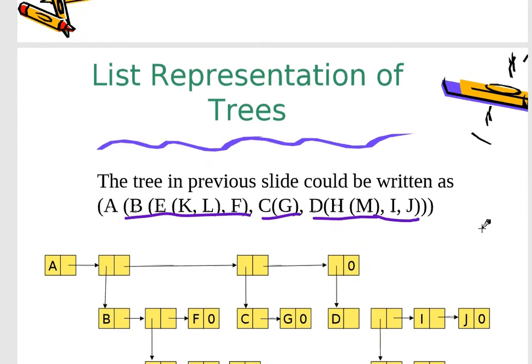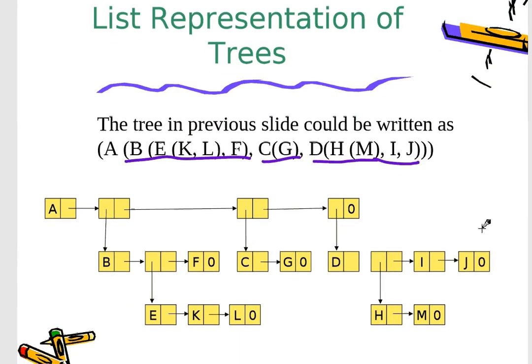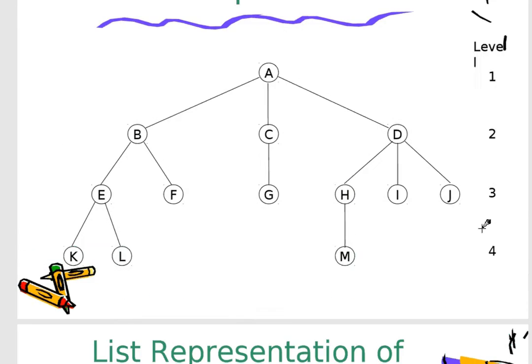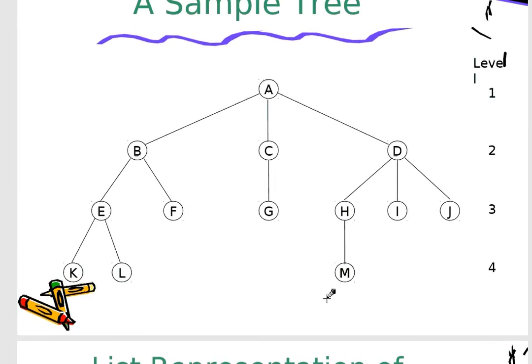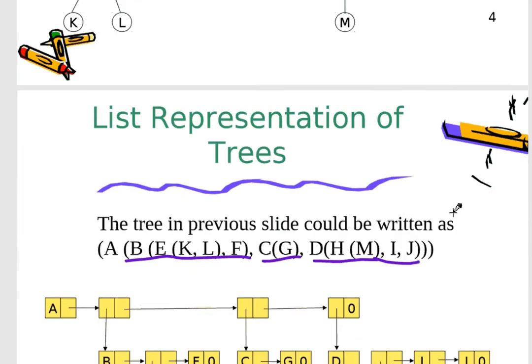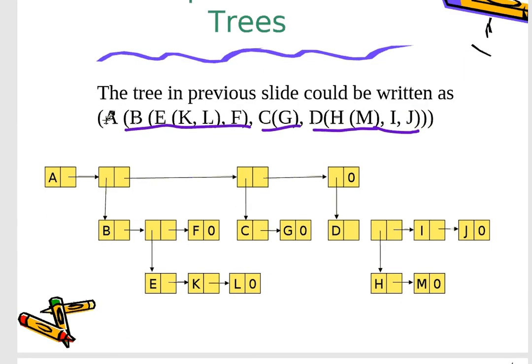So for list representation of a tree, consider this particular tree. You can see A is the root node and it has three children, B, C and D. B has two children, E and F, and in that E has two children, K and L, and F doesn't have any children. C has only one child, and D has three children, H, I, J, out of which H has M as a child, and I and J don't have any children. So you can see here A, the root node, and we have B, C and D.